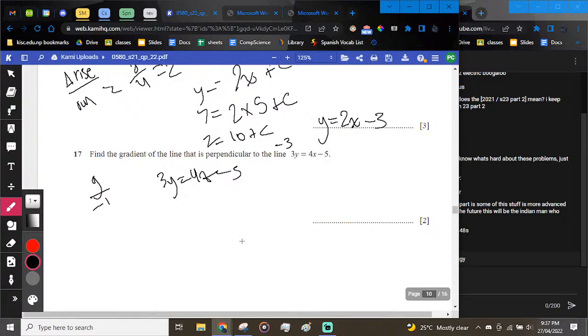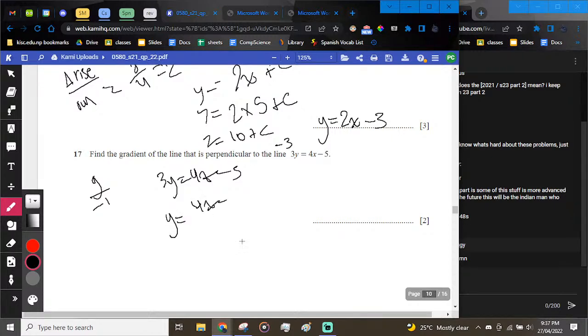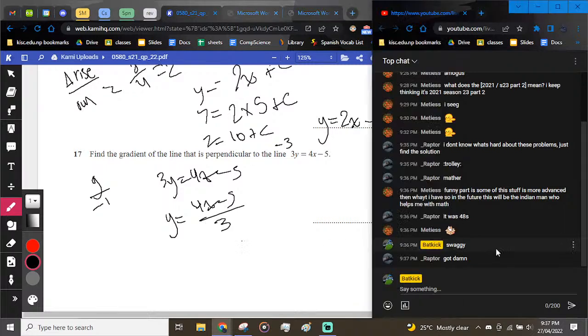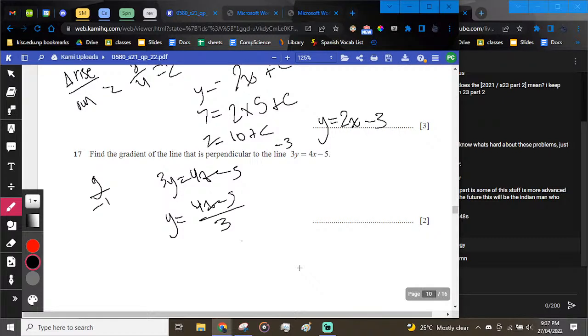And we need to get y by itself. So divide the entire thing by 3: y equals 4 over 3 x minus 5 over 3. Nobody asked.